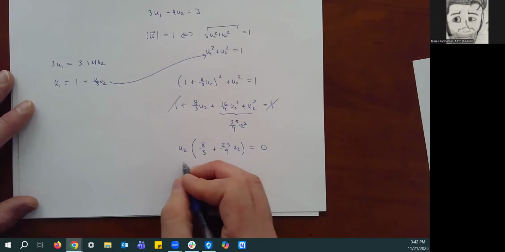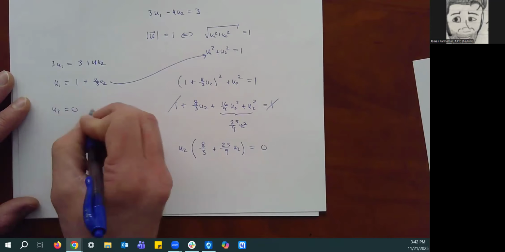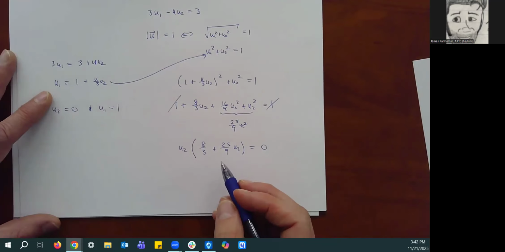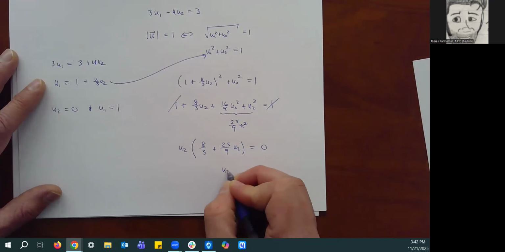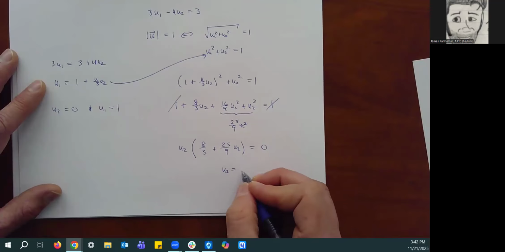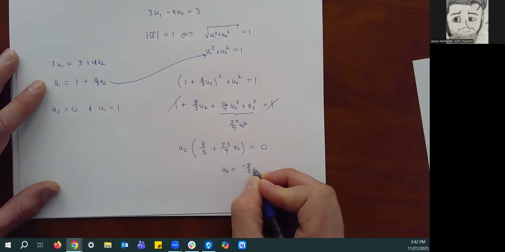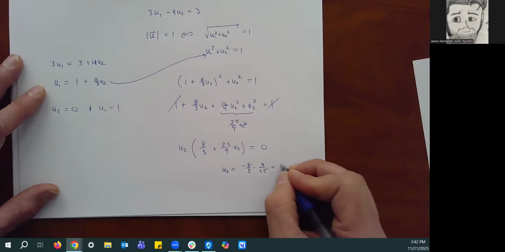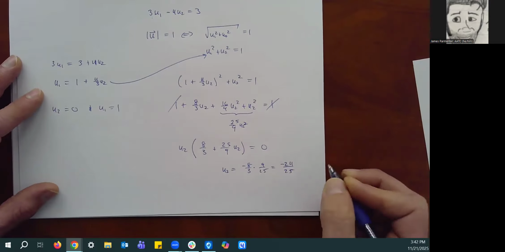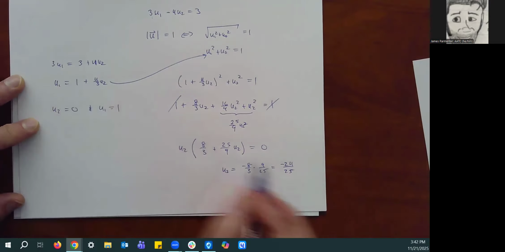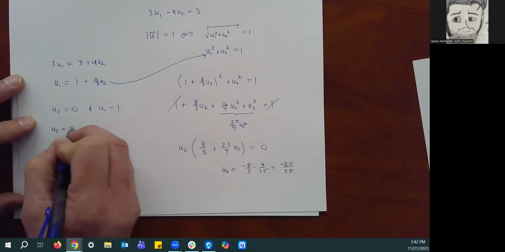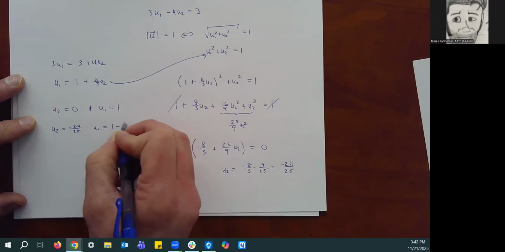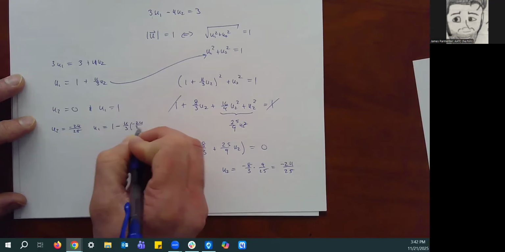So either u2 is equal to 0 and u1 is equal to 1 plus 0, or much less conveniently, u2 is equal to negative 8 thirds divided by 25 ninths, or negative 8 thirds times 9 over 25, which simplifies to negative 24 over 25. And then plugging this back in over here, if that's my u2, then u1 is going to be 1 minus 4 thirds times negative 24 over 25.